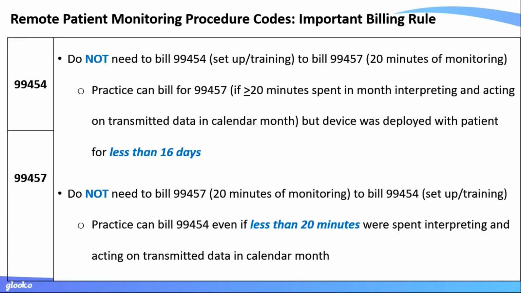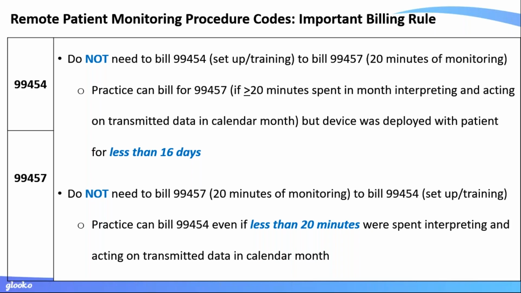Okay. Now, what's really funny about this, and then I'm going to open it up for questions, is that you do not need to bill the setup and training code 99454. You don't need to bill that one to bill the 20 minutes of monitoring. Say that the patient already had the device. They already had the FDA-defined device to do the monitoring. They got that a year ago, and they still have it. So you don't have to do the setup and training, but you start to do the 20 minutes of monitoring. Then you can bill the 99457.